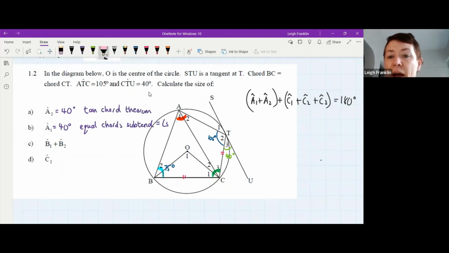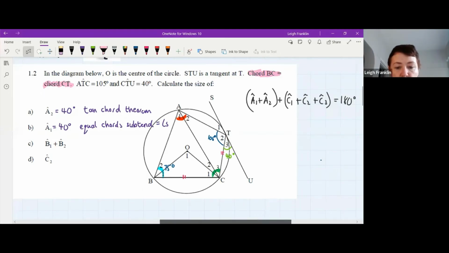They said to us here that chord BC, I'm just highlighting it for you here, Aisha, chord BC is equal to chord CT, all right? So that was a special condition that came with this particular diagram. Right, so because they told us BC and TC are equal, it means that those chords will subtend equal angles at the circle. It's kind of like equal chords subtend equal angles, Aisha, is an offshoot of angles in the same segment. That's where it comes from.